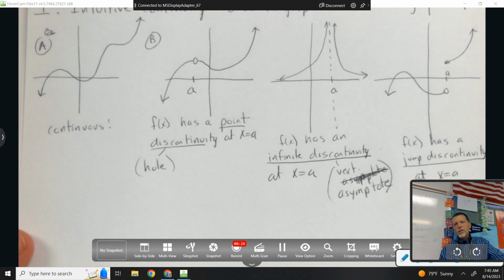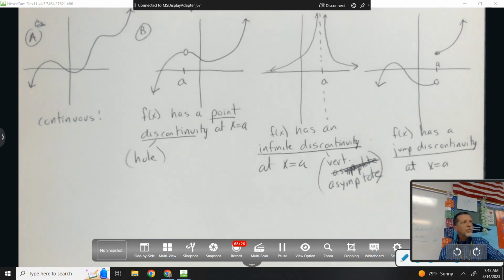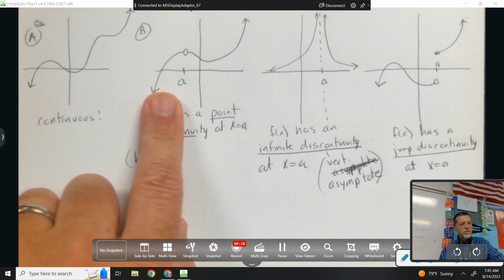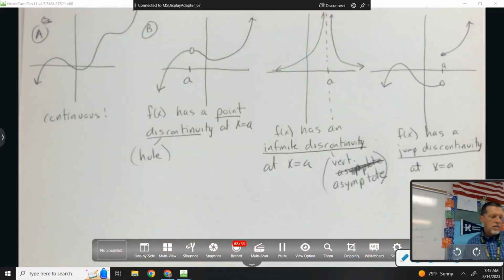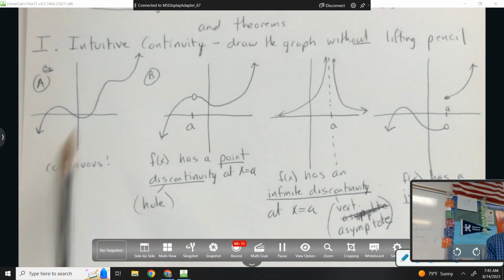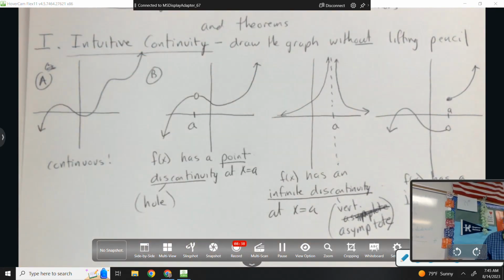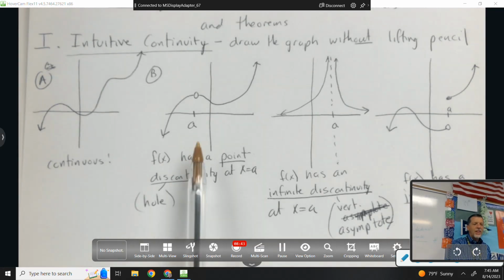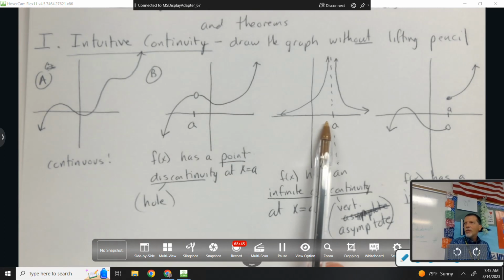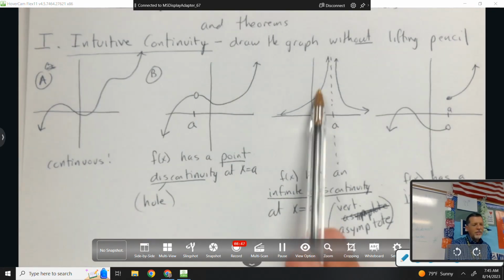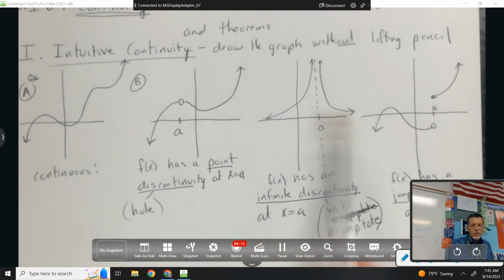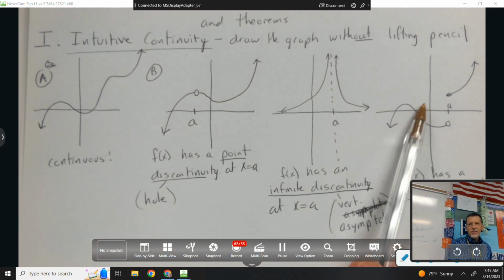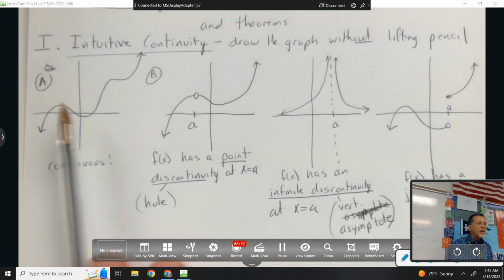So those are the only three types of discontinuity: holes, vertical asymptotes, and jumps. That's the intuitive continuity. You just look at those, and probably in middle school I could have asked, is that graph continuous? And even without a formal definition, you probably would have said, well, no, there's a jump there. So part of continuity is, I think, obvious. Yeah, those aren't continuous. That one is.